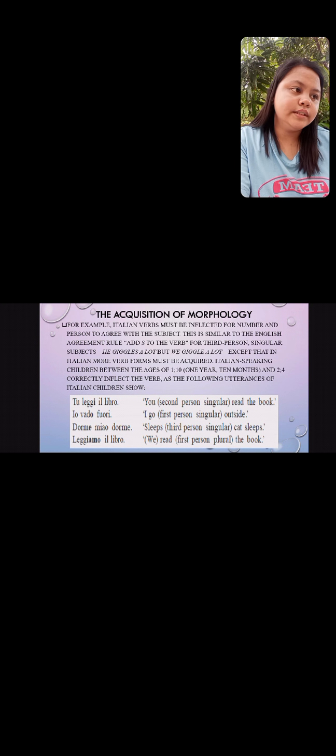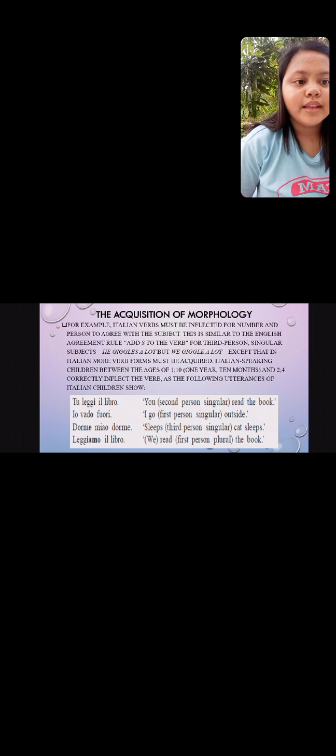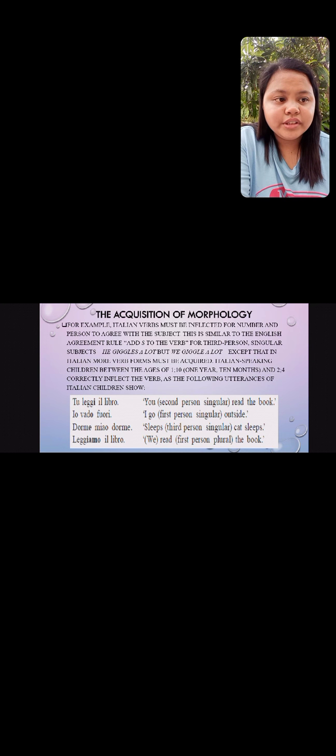For example, Italian verbs must be inflected for number and person to agree with the subject. This is similar to the English agreement rule: add s to the verb for third person singular subjects, he giggles a lot but we giggle a lot, except that in Italian more verb forms must be acquired. Italian-speaking children between the ages of 1 year and 10 months and 2 years and 4 months correctly inflect the verb, as the following utterances of Italian children show.